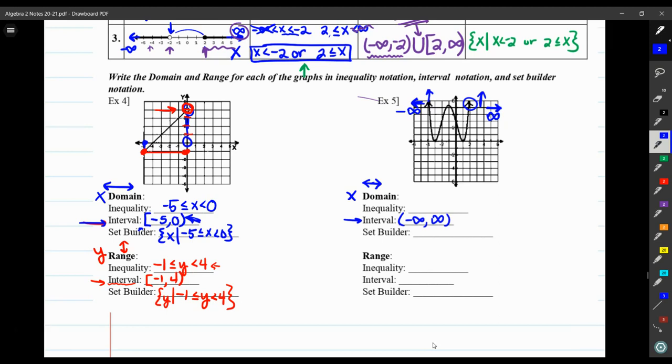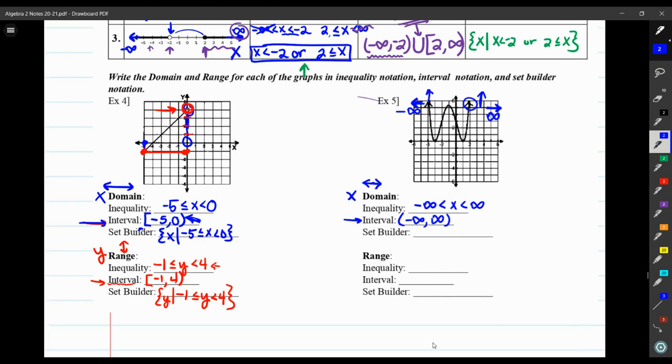Now let's translate that to inequalities. So our low value is a negative infinity. A parenthesis means less than. We use x for the center. Then we're going to use a less than because of the parenthesis and a positive infinity on the right.